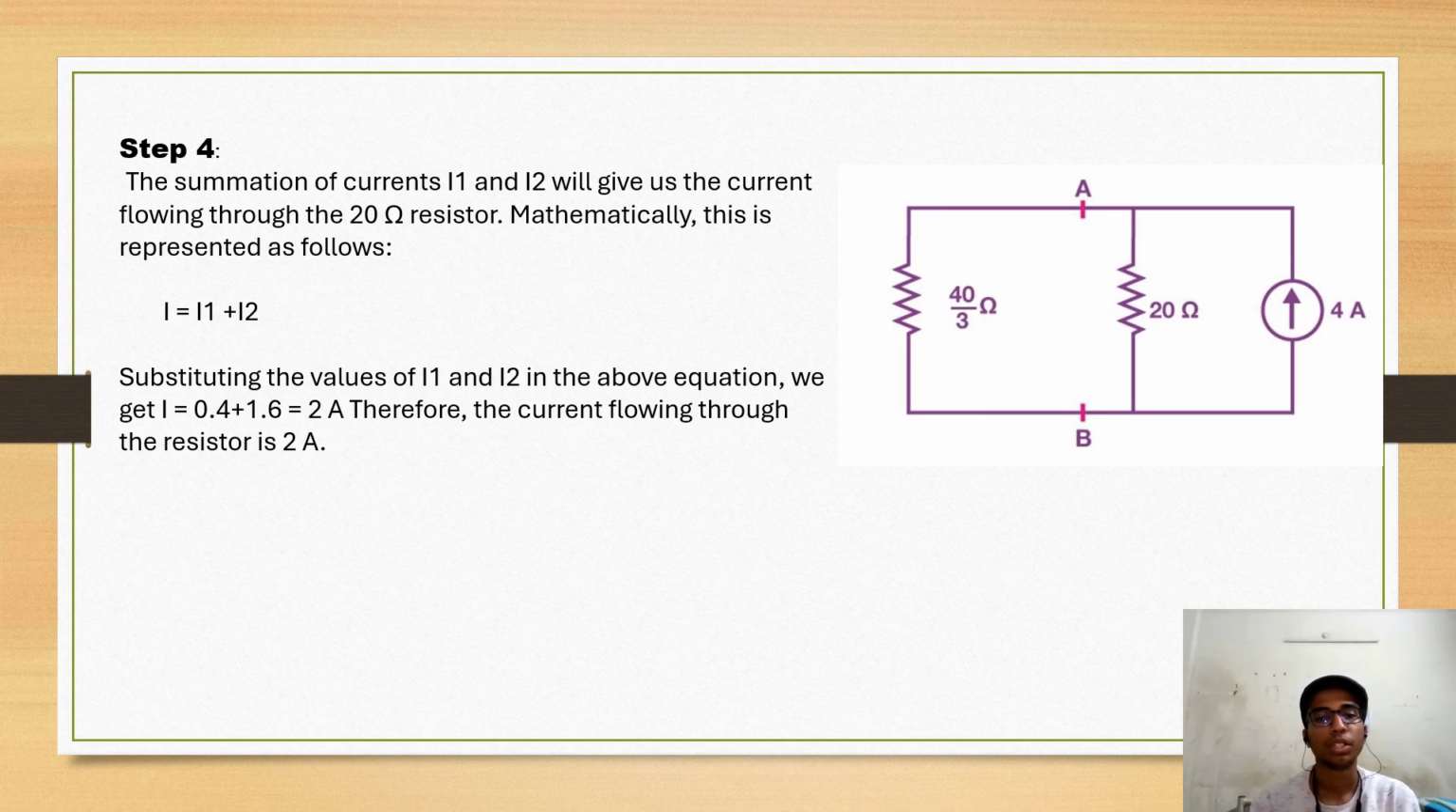So by substituting the values of I1 and I2 in the above equation, we get I is equal to 0.4 plus 1.6, which is equal to 2 ampere. Therefore, the current flowing through the resistor is 2 ampere. So this is an example of the superposition theorem. By the way, it is an easy problem.